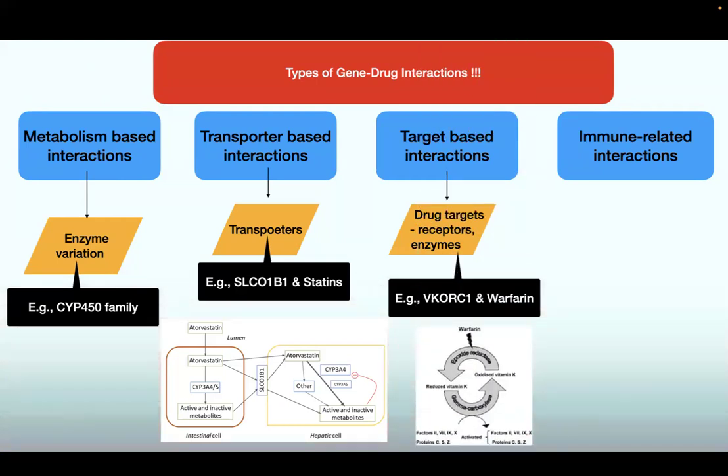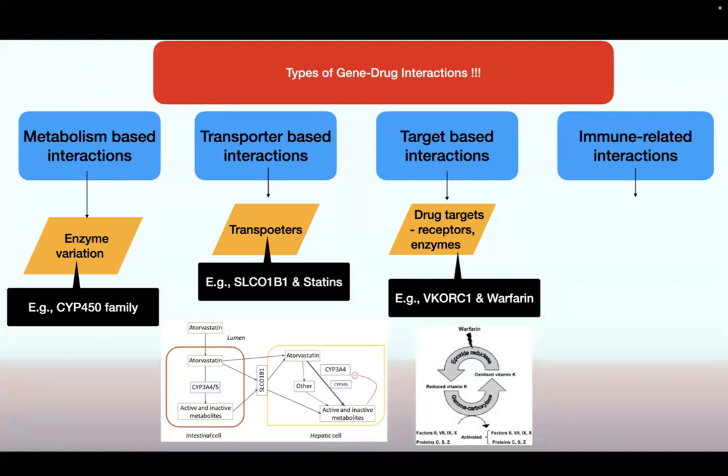Here is the mechanism in the picture. When it comes to the warfarin, उसका मेटाबॉलिज्म के लिए one of the enzyme is responsible, that is VKORC1. Okay, and this is responsible for target specific binding. तो अगर वहां पे प्रॉब्लम होती है तो भी जीन का ड्रग के साथ इंटरेक्शन होगा.